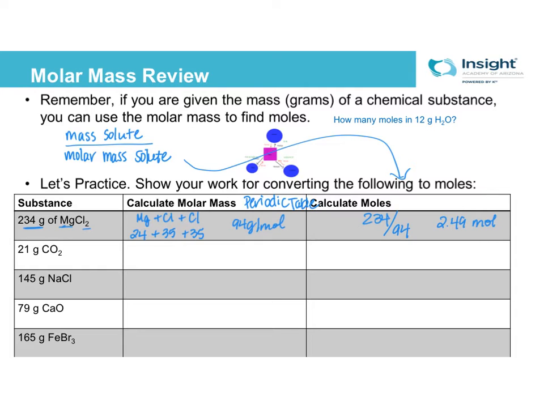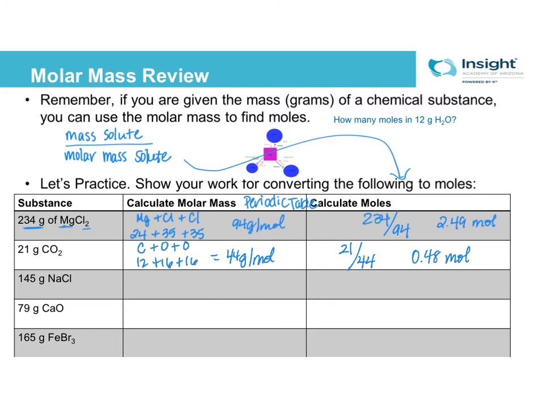I say you pause the video, try the 21 grams of carbon dioxide on your own, see what you get. But again, we need 1 carbon and 2 oxygens. So it's going to be 12 plus 16 plus 16, which equals 44 grams per mole. Then I'm going to take 21 divided by that 44, which will give me 0.48 moles of carbon dioxide.